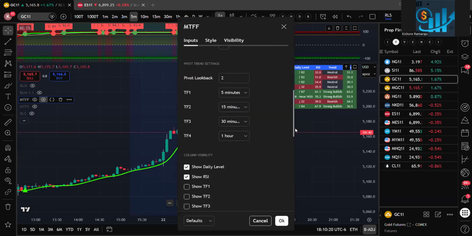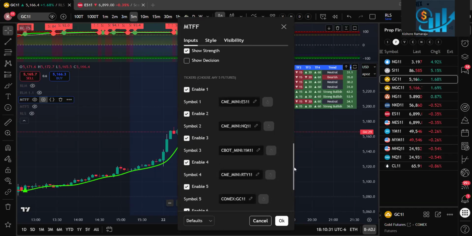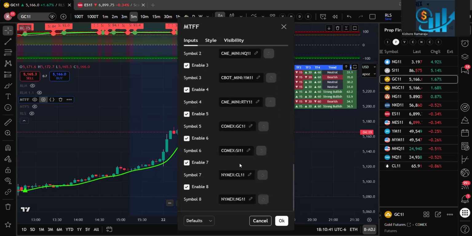and the second input is that if we want to see different time frames, we can enable those check boxes, and then whichever futures you want to trade, right? If you are an ES trader or MES trader, NQ, GC, YM, RTY, whatever you want, you can give the symbols. If you have a lower plan, better you tick only five symbols. If you have higher plans in TradingView like Pro or something, then you can do all eight.